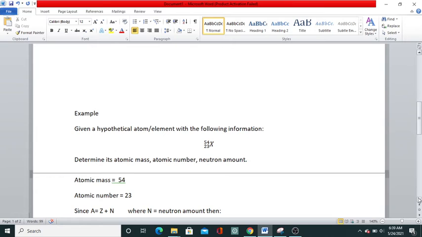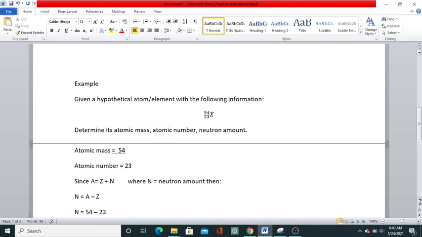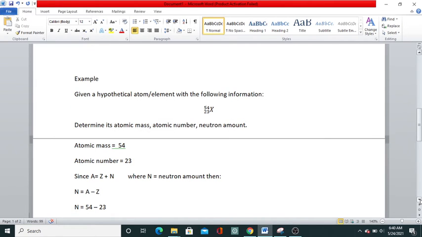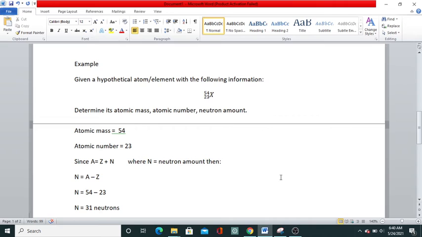So since A is equal to Z plus N, which is the atomic mass is equal to the atomic number plus the neutron amount, where N is the neutron amount, then by rearranging using algebra, we get that N is equal to A minus Z. So N is equal to 54 take away 23, which will give us 33 neutrons. Therefore, we can say that the atomic mass is equal to 54, atomic number is equal to 23, and the neutron amount is equal to 31.